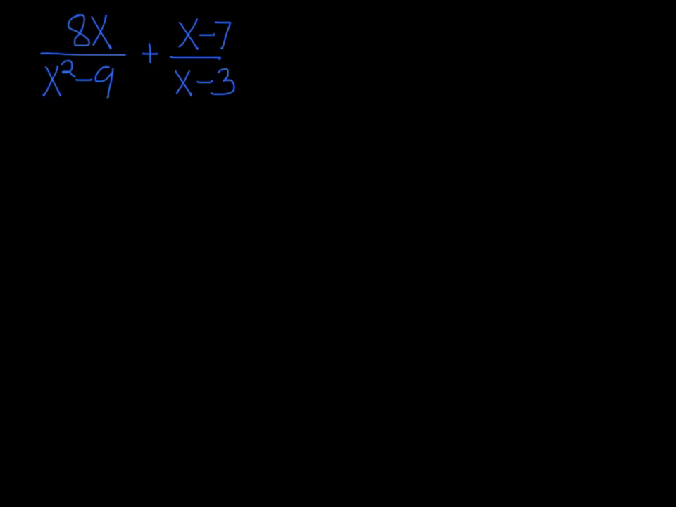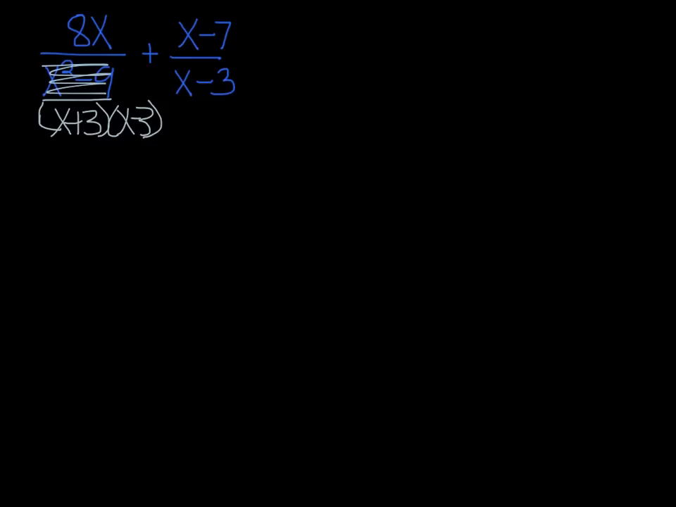Alright, here's a new one. We've got 8x over x squared minus 9 plus x minus 7 over x minus 3. The very first thing you have to discover here is you have to be able to look at this and say that must be factored. So that's going to factor to (x plus 3)(x minus 3). We always want to factor everything that we can first.